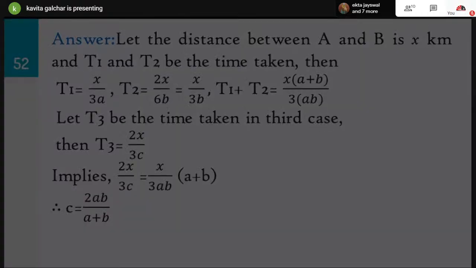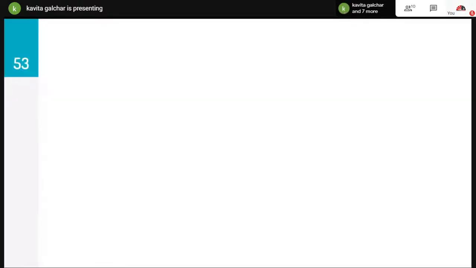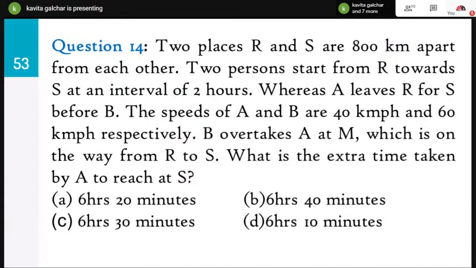So all the time, we need to find the relation between different terms and use the formula for speed, distance, and time. Next example: two places, R and S, are 800 kilometers apart from each other. Two persons start from R towards S, whereas A leaves R for S before B. The speeds of A and B are 40 km per hour and 60 km per hour. B overtakes A at M, which is on the same way from R to S. What is the extra time taken by A to reach S?